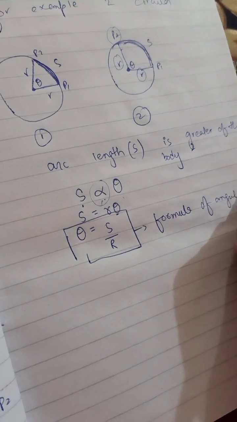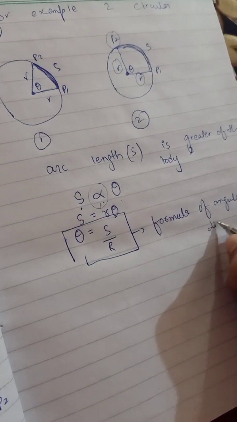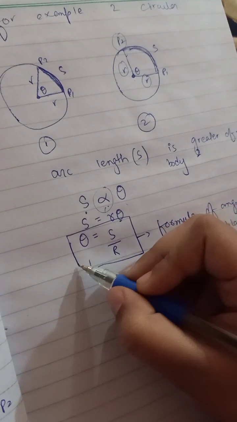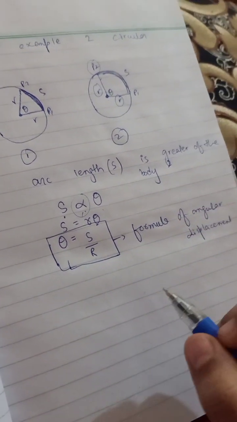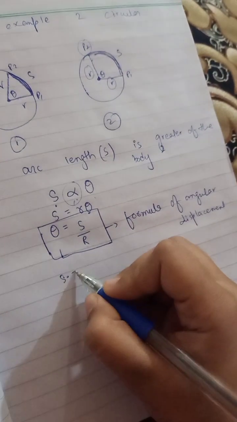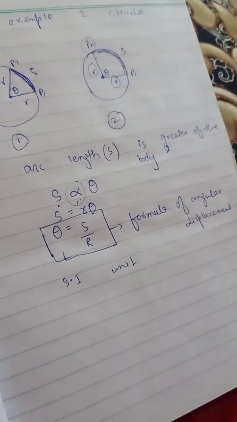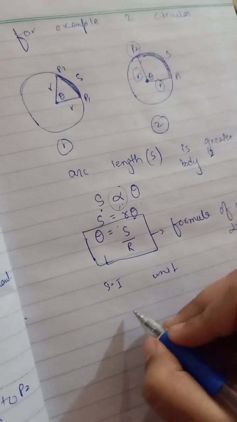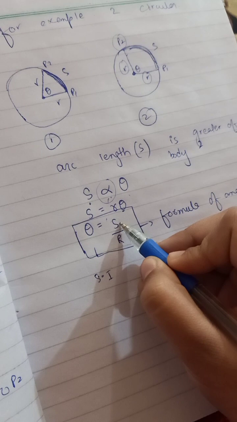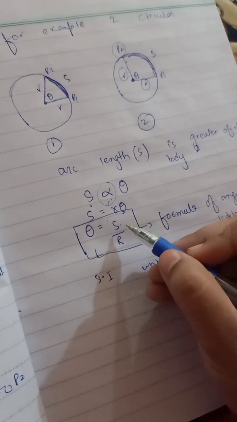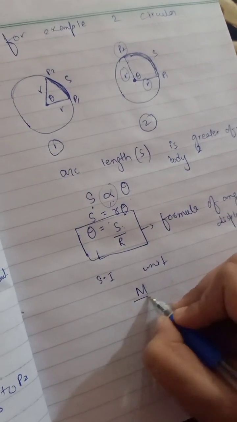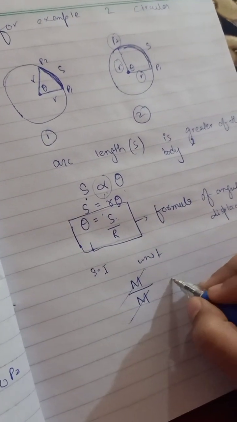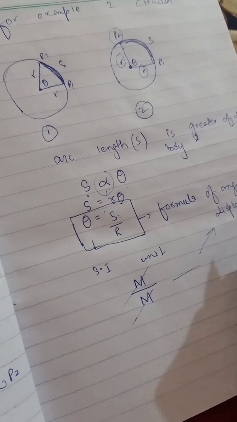As you all know, angular displacement is denoted by theta. So theta is equal to S upon R. If we talk about the SI unit of the angular displacement, the arc length is a distance, and the SI unit of distance is meter. Radius also has the SI unit meter. So meter by meter cancels, and there is no unit of the angular displacement.